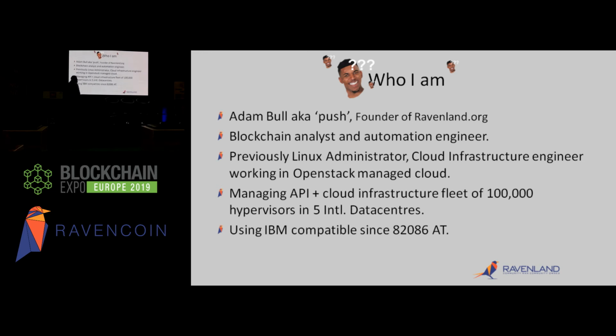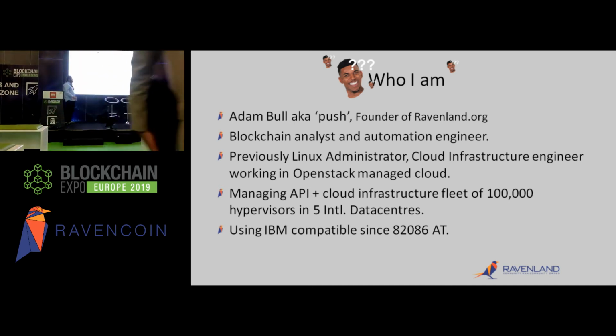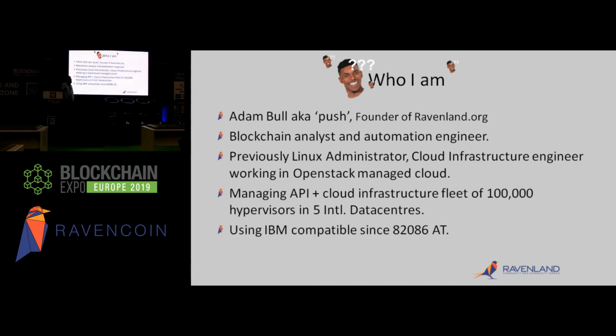Who am I? Well, I'm Adam Bull. I'm the founder of Ravenland. I'm a blockchain analyst and automation engineer. I was previously a Linux administrator at Rackspace, and I was working in managed cloud.